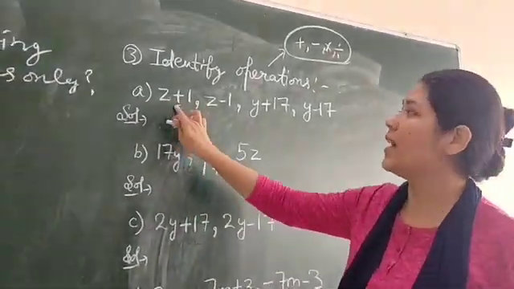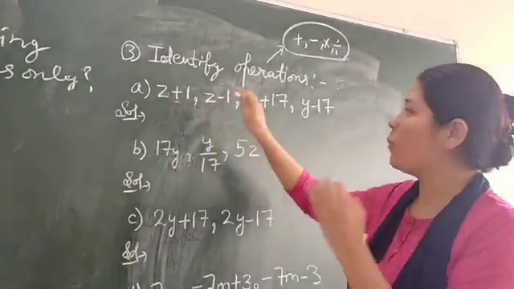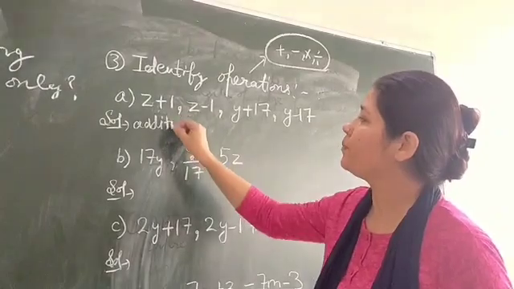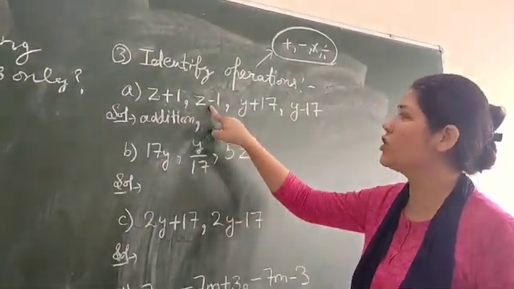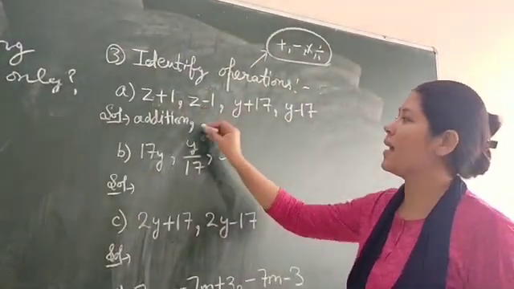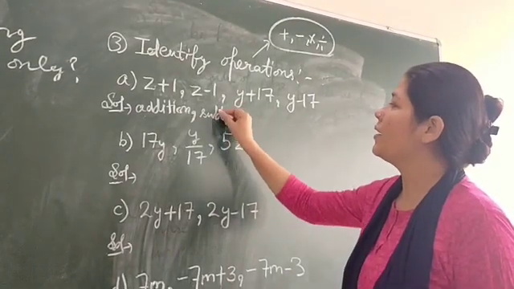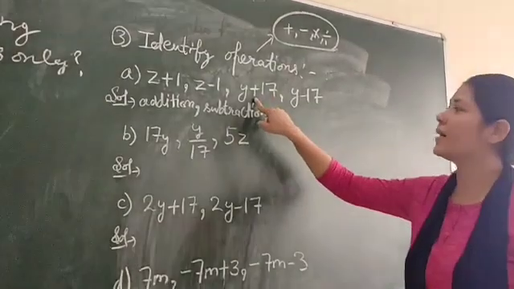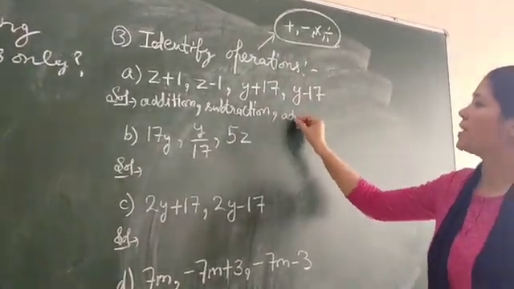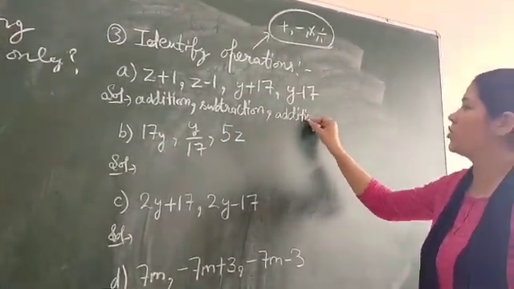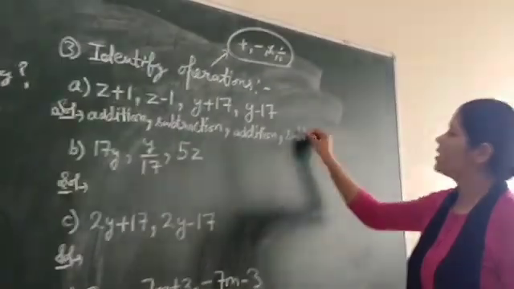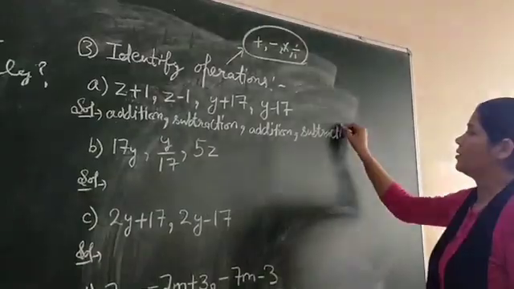Here in first case z plus 1, what operation is there? Addition. So you will write here addition. In this expression which operation is there? Subtraction. So you will write here subtraction. And in this again addition, plus is there, addition operation is there. Here subtraction operation is there. So you will write here subtraction.